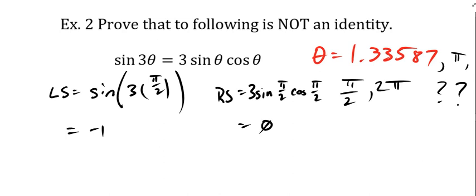So I tried pi by 2, and on the left side I got -1, on the right side I got 0, so there you go. All it takes is one value. I also tried pi, and sine of pi is 0. Sine of 3 pi was 0, so it actually gave me 0 on both sides. So that didn't work.